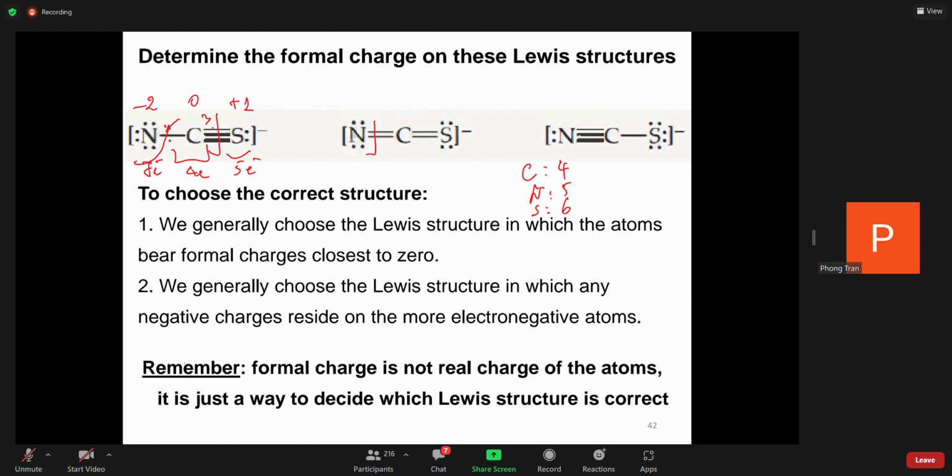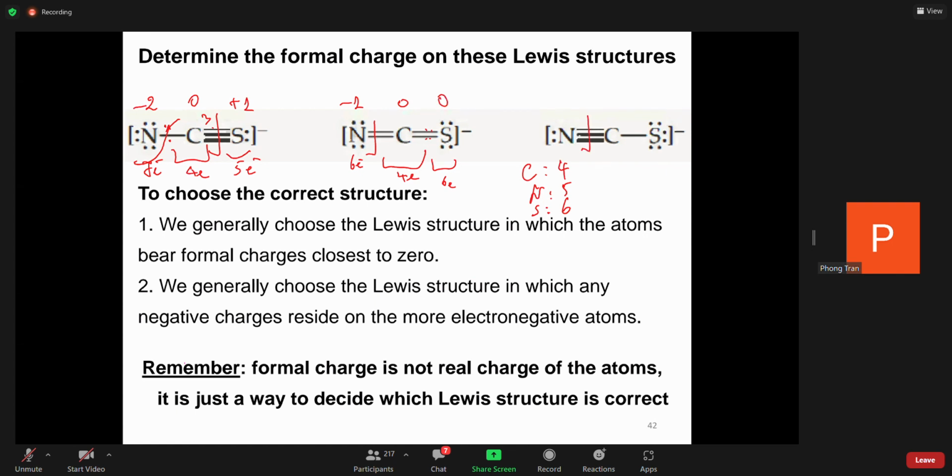So here you have 6 electrons. Here you have 4 electrons. And this one, you will have 2. So you have 6 electrons. So it means that this structure will have nitrogen with a 1 minus formal charge, carbon still 0, and the sulfur will have 0.